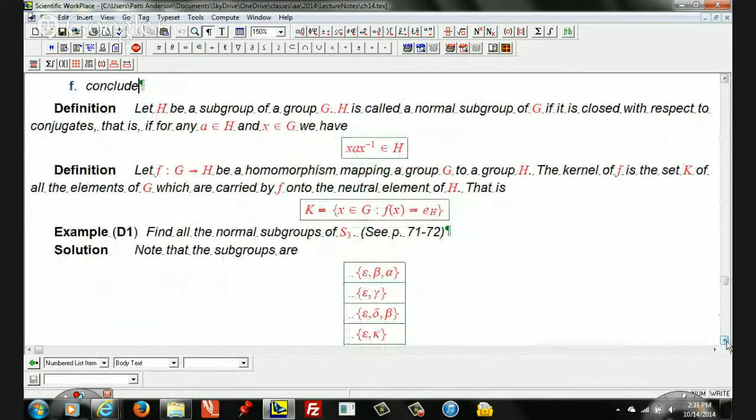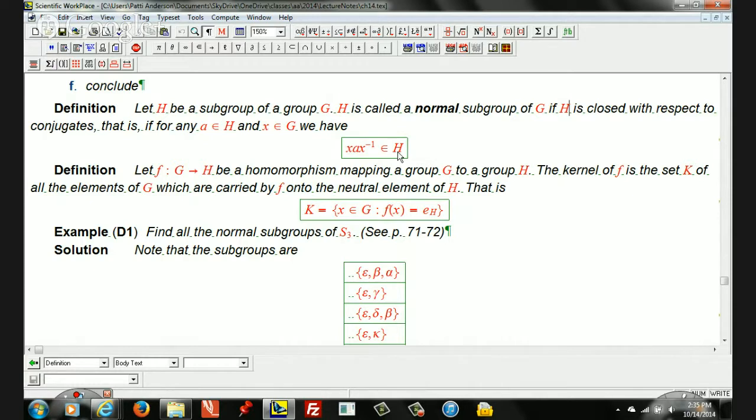Now we have a couple more definitions. It says let H be a subgroup of a group G. H is called a normal subgroup. We should fold that. H is called a normal subgroup of G if H is closed with respect to conjugates. I'm going to put an H in here. I don't like pronouns in anything because what a pronoun refers to is difficult in some cases. So if H is closed with respect to conjugates, that is, for any A in H and X in G, you have XA X inverse is in H.